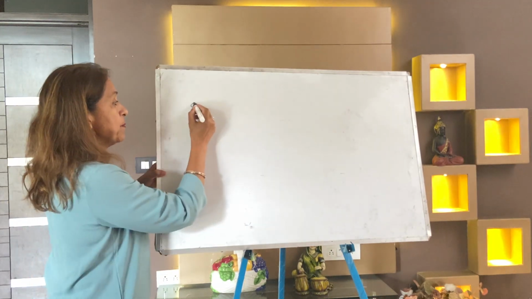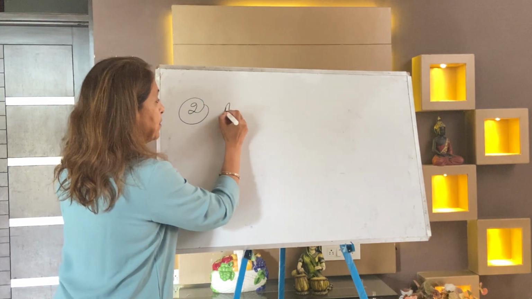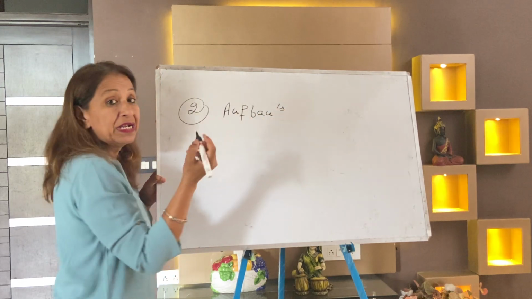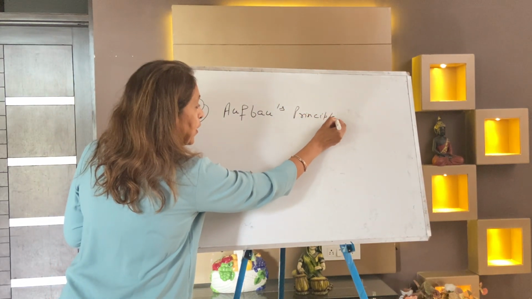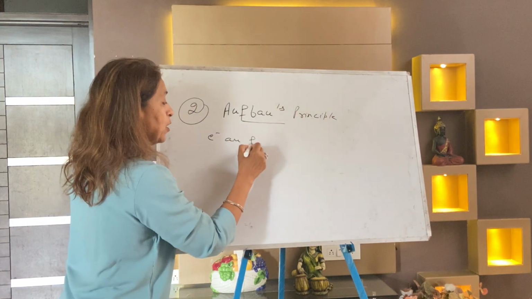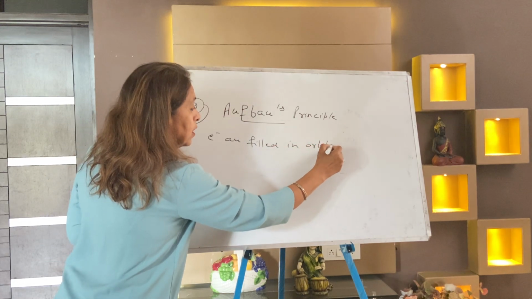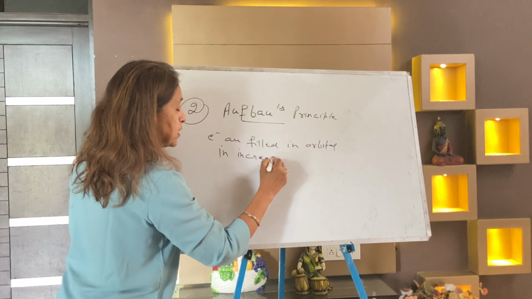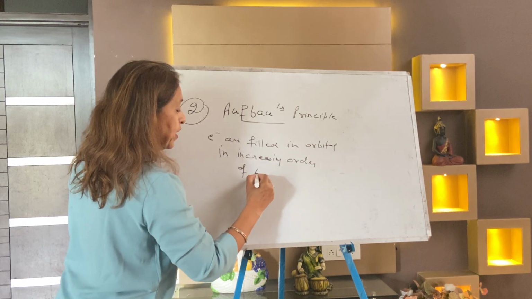Now I'm taking the second principle, and there are 3 principles, 3 rules. I'm taking Aufbau's, A-U-F-B-A-U. Aufbau means building up. It is Aufbau's principle. According to this principle, electrons are filled in orbitals in increasing order of energy.